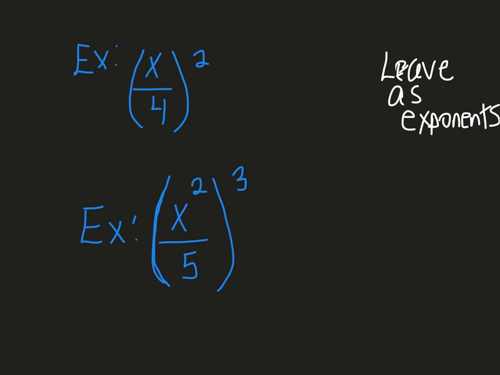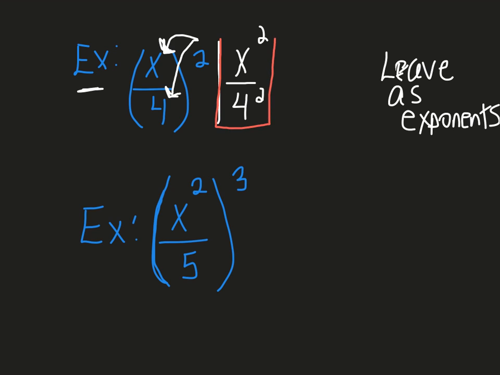So if you look at this first one, we have x over 4, inside the parentheses. So all I do is take the 2 and multiply it by the exponents that are on the x and the exponents that are on the 4. Well, since there were none, we know that x had an exponent of 1, and 4 had an exponent of 1. So 2 times 1 is 2. It's okay if you leave these as exponents. Technically it's x squared over 16, but right now we're just learning the laws, so if you can leave it like that, it'd be perfect.